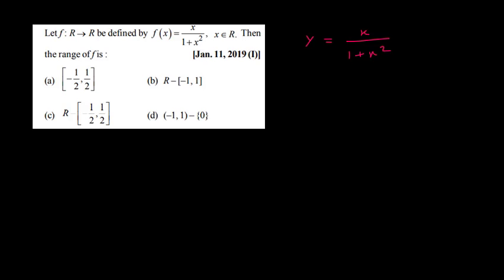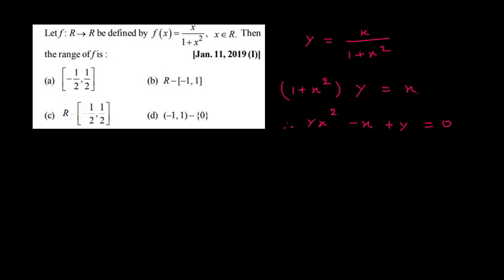Now we rearrange it, it will become (1 plus x square) into y is equal to x. So therefore here we will get y into x square minus x plus y equal to 0. This is a quadratic equation, and if I find its root, I find the value of y for which this whole expression will become 0.